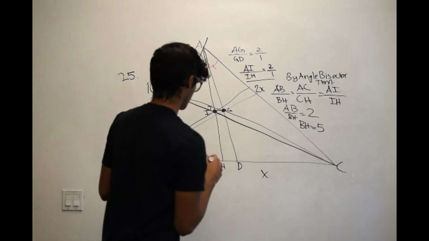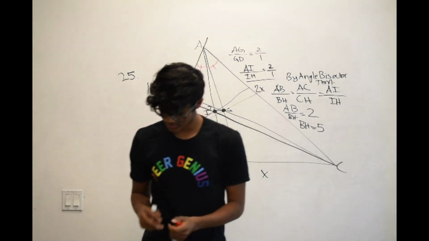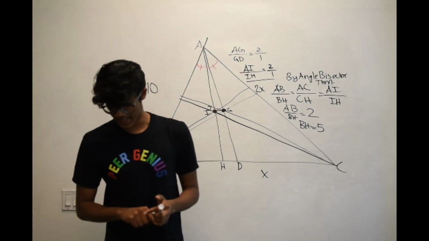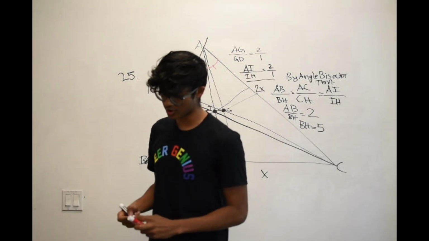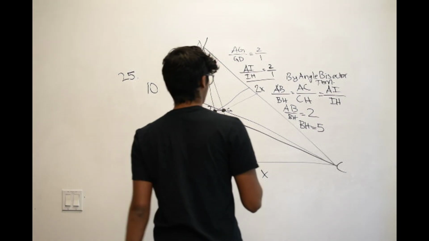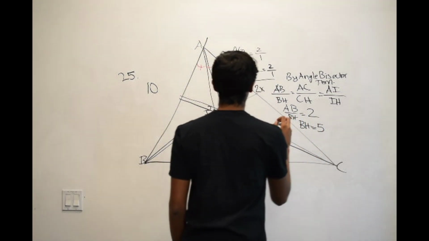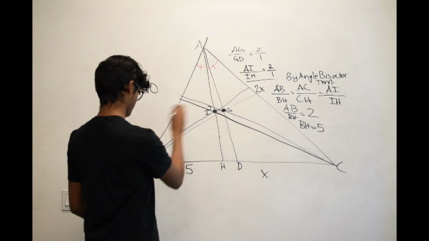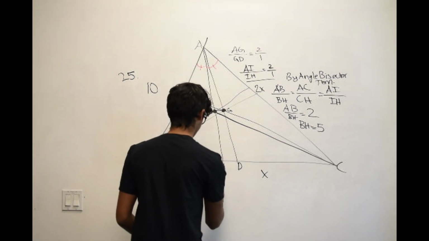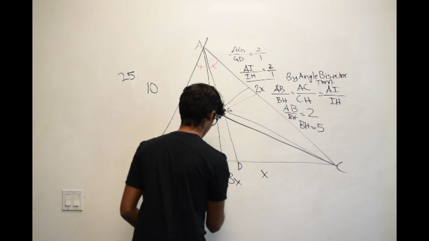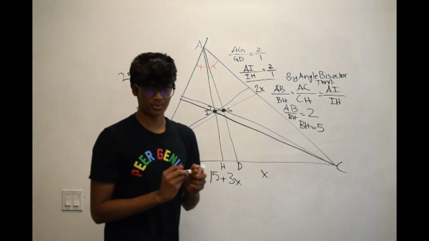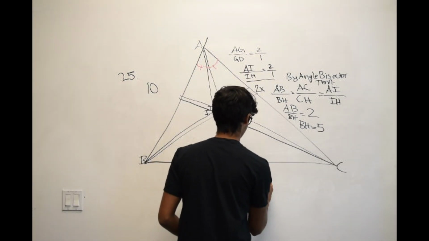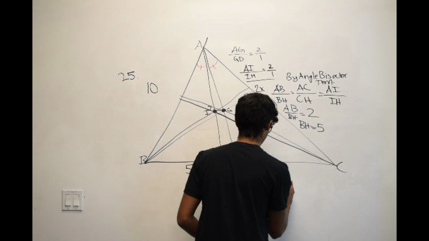Okay, so now it says, how many possible values are there for AC such that the perimeter is an integer and the area is rational? So we labeled AC as 2x. So we want the perimeter to be an integer, and the perimeter of this triangle is going to be 15 plus 3x. And then given that the perimeter is an integer, this also means that x must be an integer.